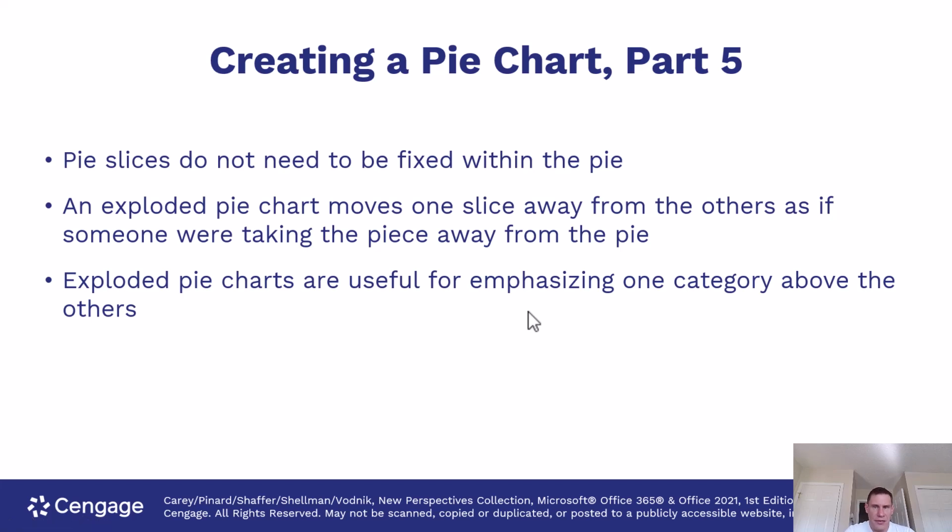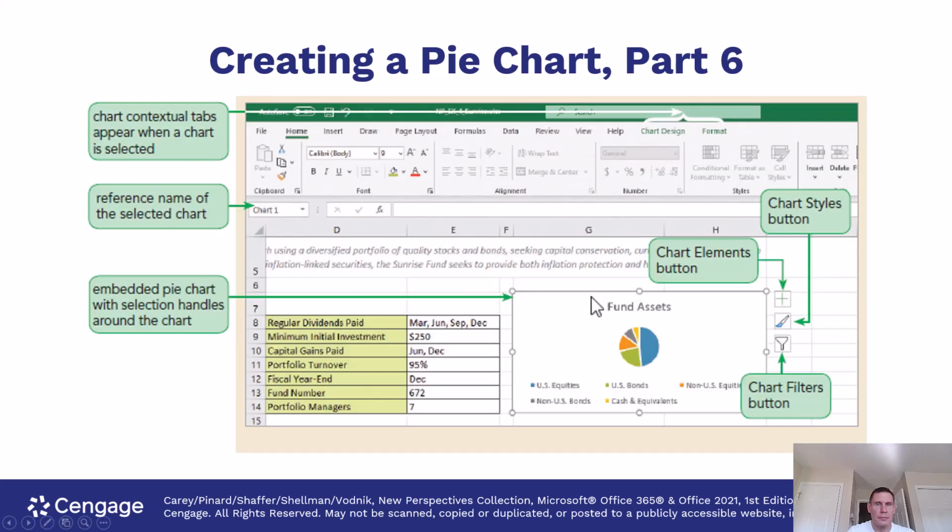Pie slices do not need to be fixed within the pie. An exploded pie chart moves one slice away from the others, as if someone were taking the piece away from the pie. Exploded pie charts are useful for emphasizing one category above the others. So here we can kind of see an example, right?